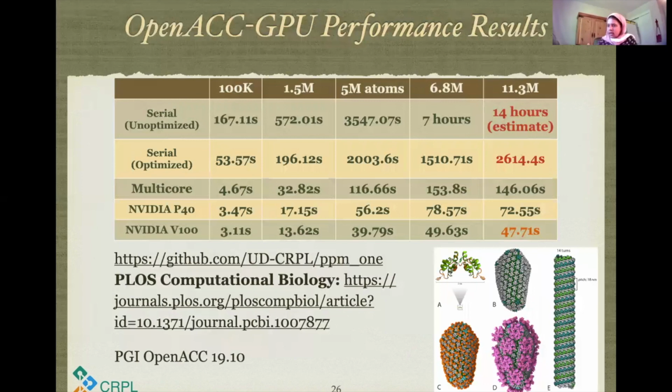2,614. So it drastically brought the time taken down just by cleaning the code. And then multi-core, and then we applied a Pascal 40 and a Volta 100. And eventually you see 47 seconds. So 14 hours to 47 seconds if you compare serial to Volta 100, and 146 seconds, approximately 2.5 minutes, to 47 seconds when you compare multi-core and GPUs.